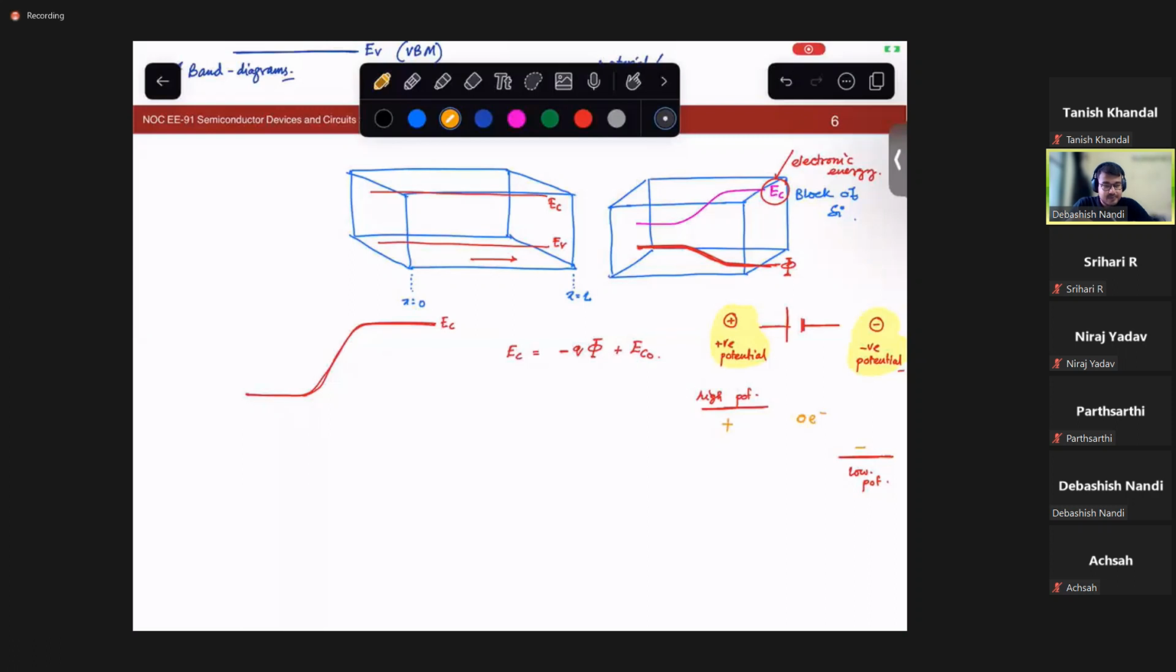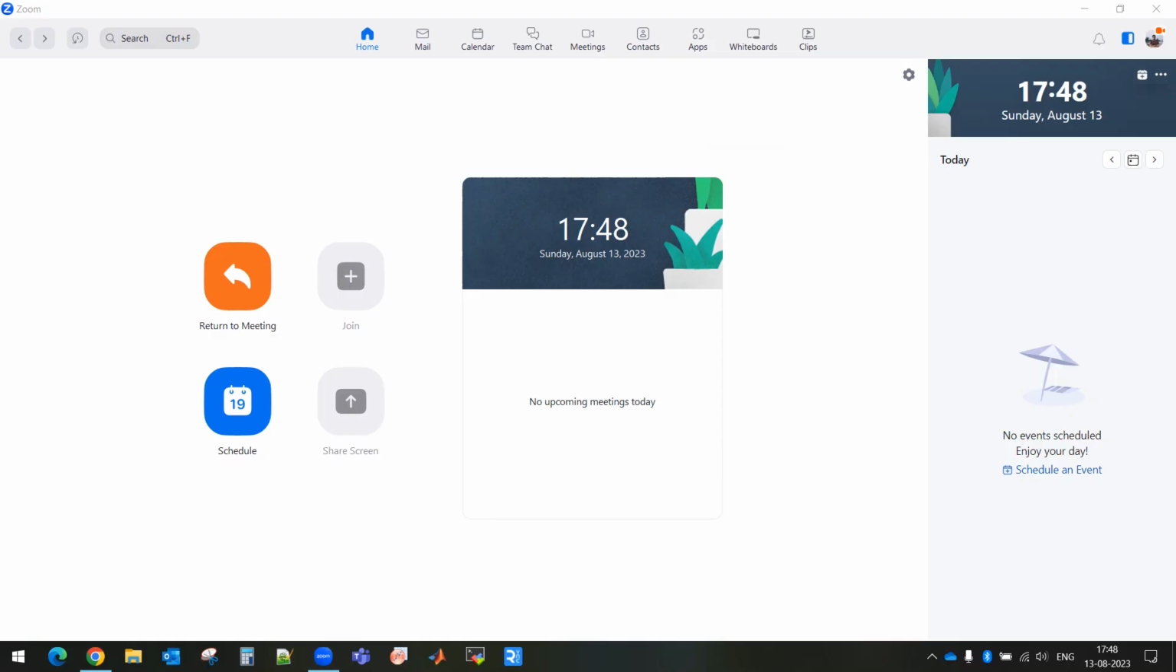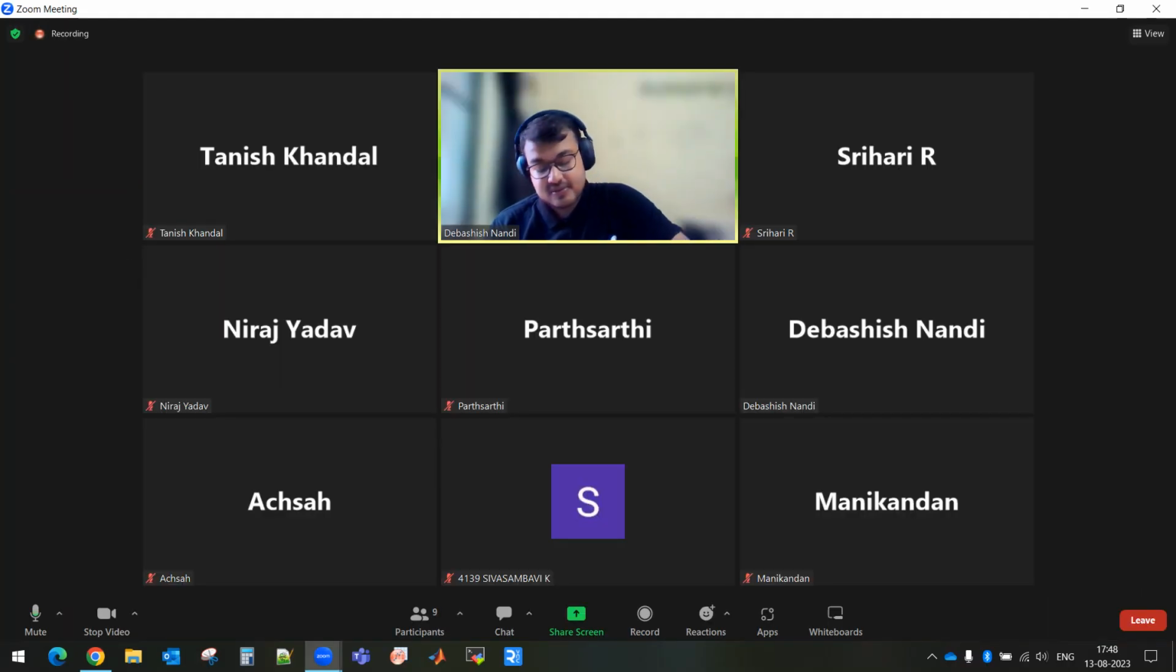That's why this negative sign is there. If you still do not get it, let me explain it another way. Your energy is proportional to charge into potential. Now you are talking about electronic energy. Electronic charge is negative. So you see that if your potential increases, your electronic energy decreases.